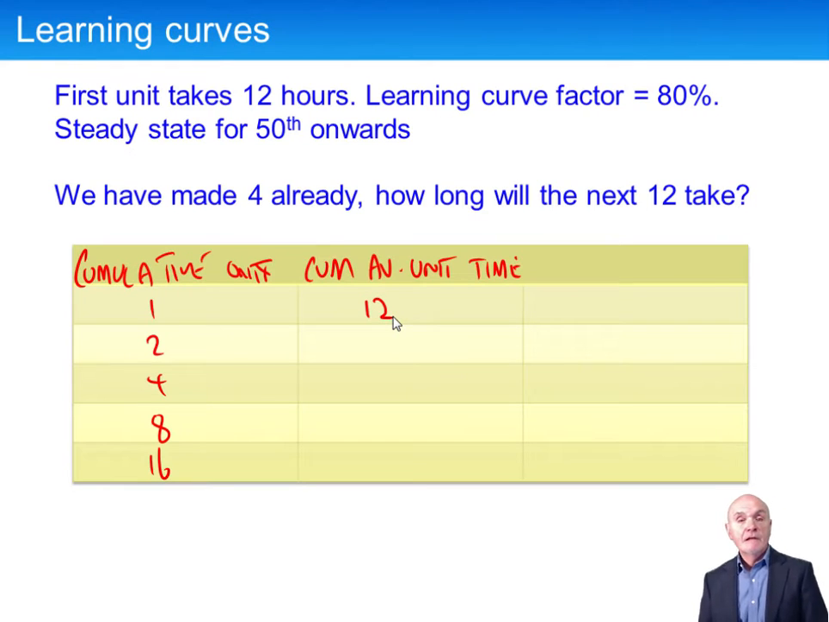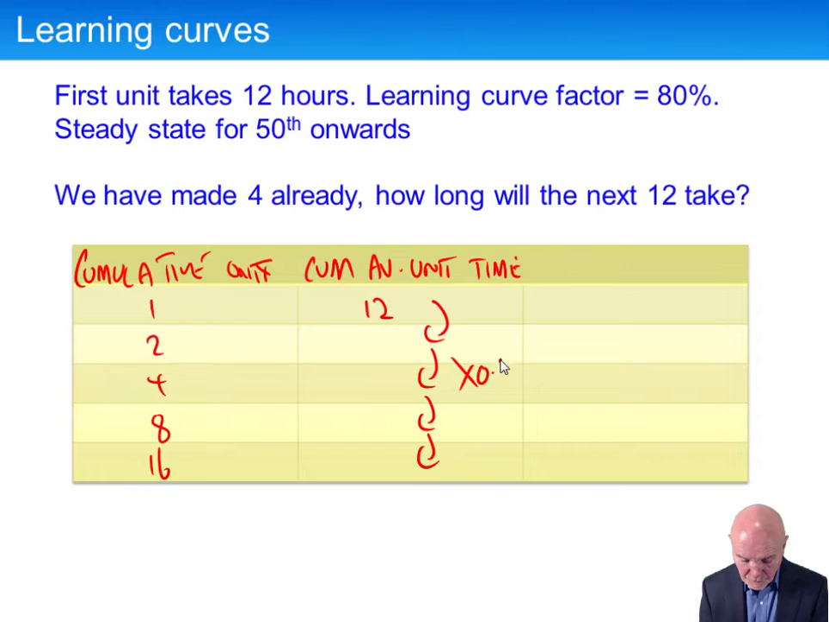Now what the learning rule says is that every time you double output, the cumulative average unit time falls to 80% of what it was. So every one of these little leaps as we go down here, we're going to be multiplied by 0.8. So the first one, 12 times 0.8, is going to be 9.6. Then the next one, 9.6 times 0.8, going to be 7.68.